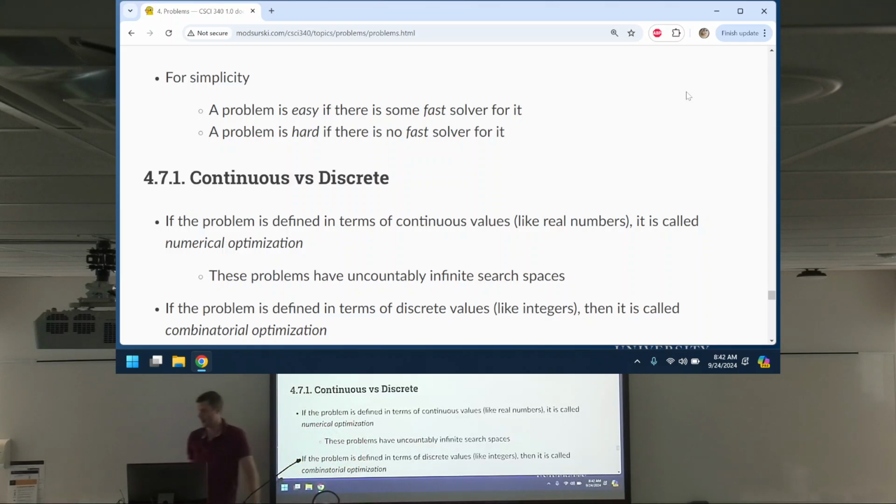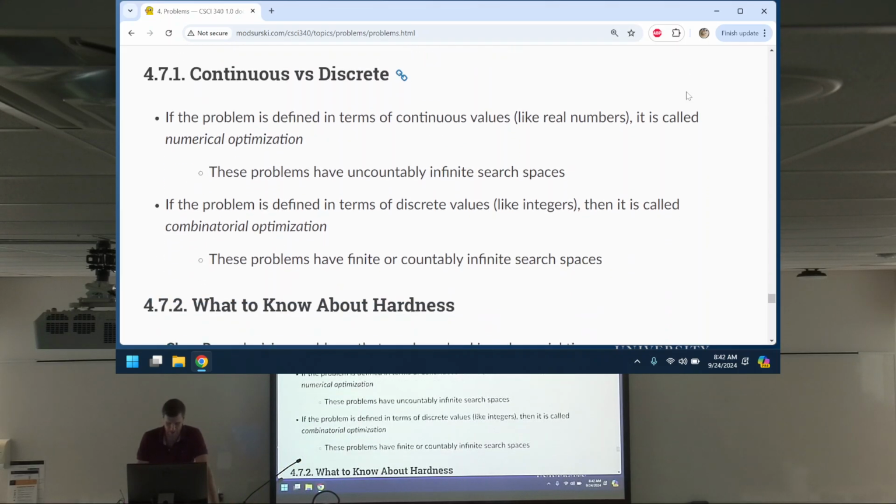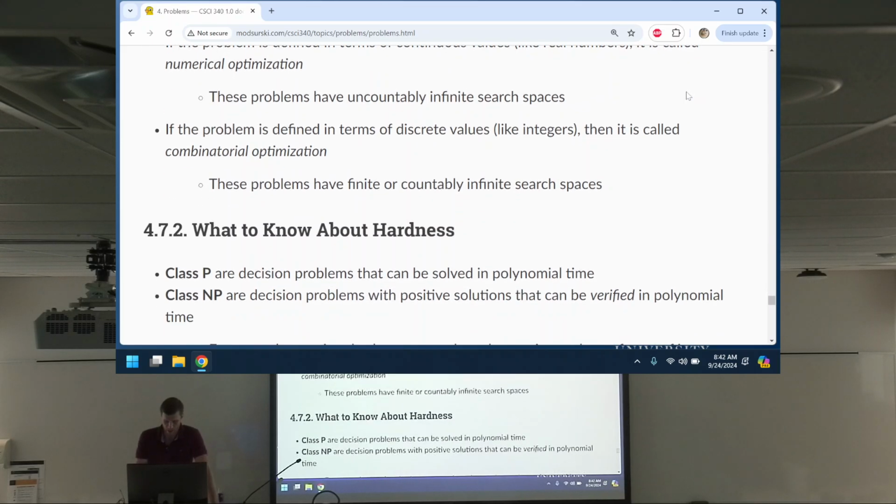Okay, if problems are defined in terms of discrete values like integers, then it's called combinatorial optimization. These problems have finite or countably infinite search spaces. So you might have a situation where, like with TSP, if I give you 100 cities, yeah, there's a lot of combinations, but there is a finite number of them. But there are other situations where there might not be a finite number. There might be an infinite number of possible solutions, but it's less bad than continuous ones.